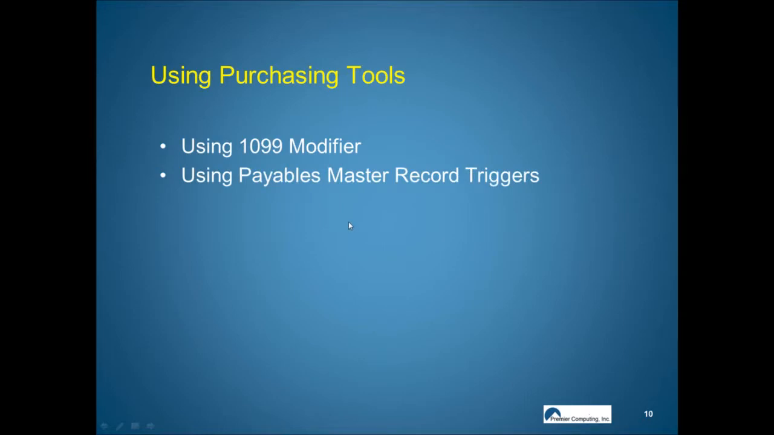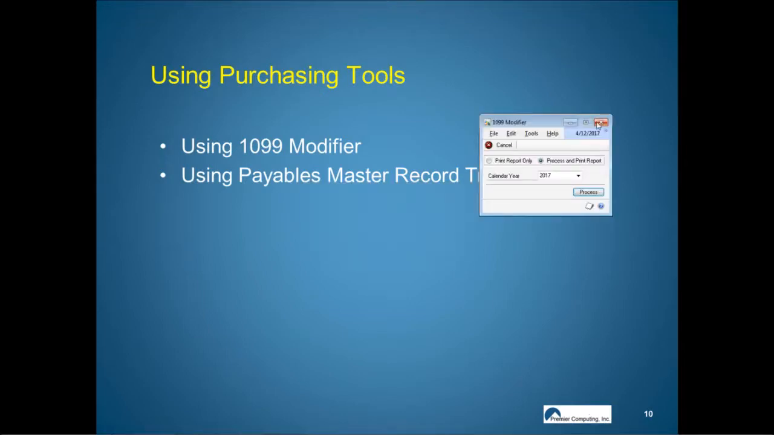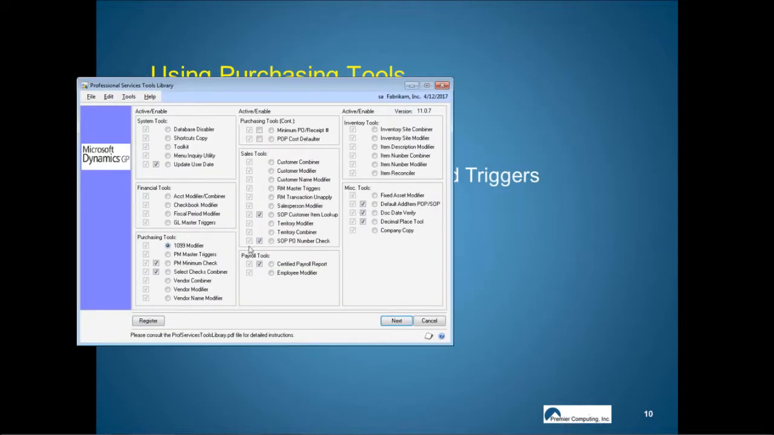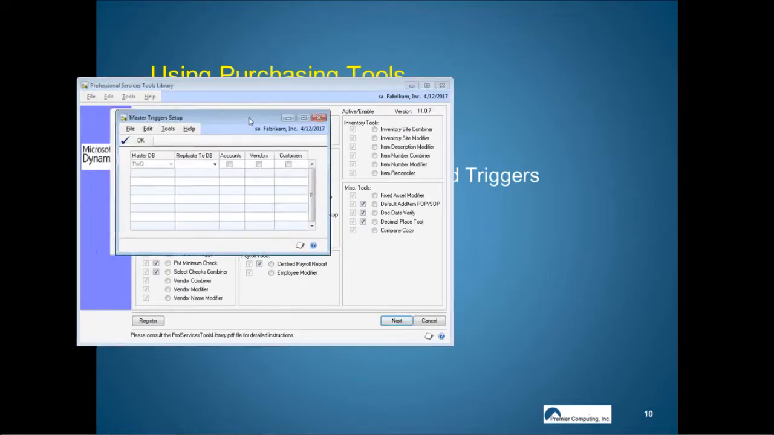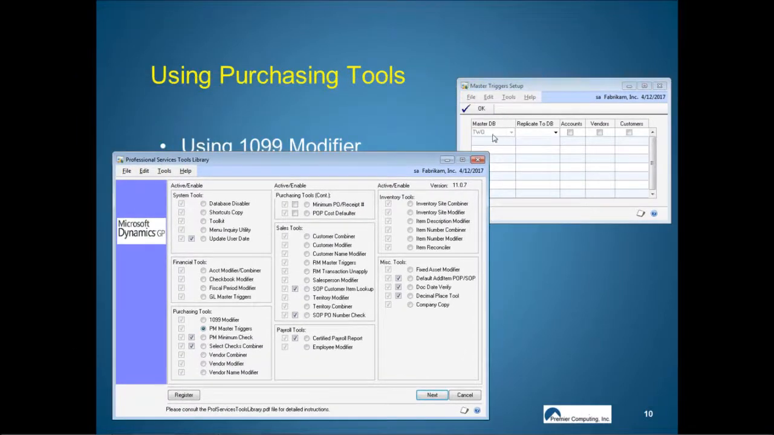The next purchasing tool is what they call the Payables Master Record Triggers. Again, triggers meaning copy. So a person would come in and launch the professional tools and go to the master trigger, and as they do so, this is going to launch the screen that allows a person to copy the master records for the vendors from one database to another.